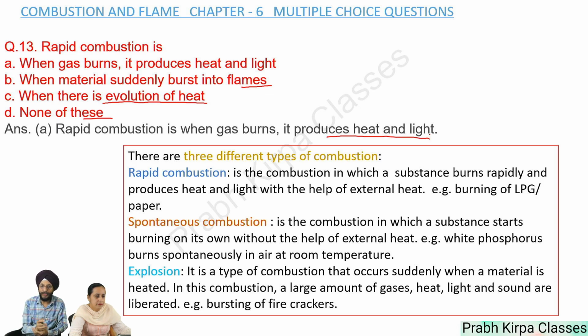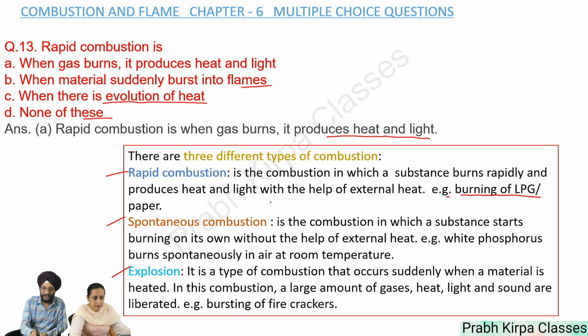Before giving answer to this question, we must understand that there are three different types of combustion, and these are rapid combustion, spontaneous combustion, and explosions. Rapid combustion is the combustion in which a substance burns rapidly and produces heat and light with the help of external heat. Burning of LPG and paper are examples of rapid combustion.